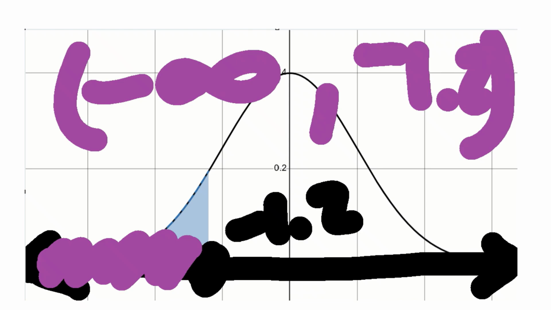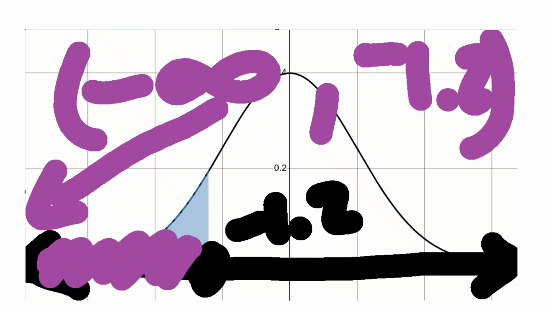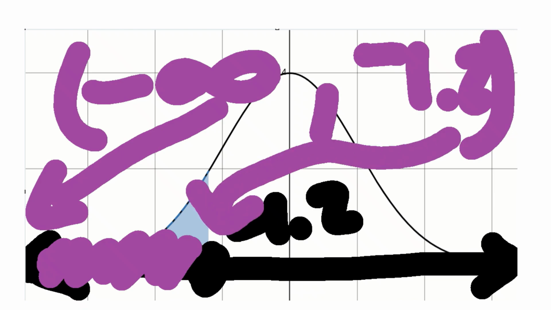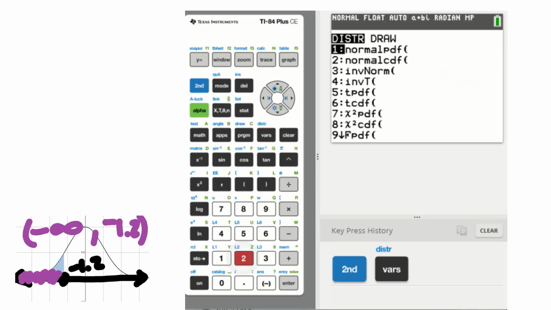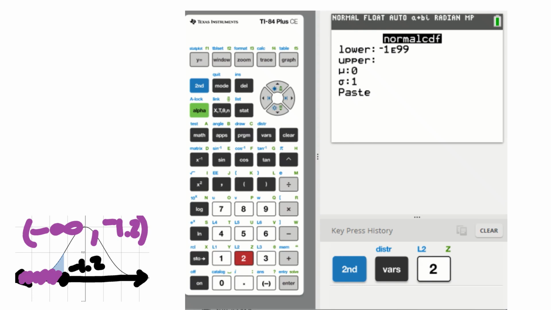There we go. How do we say that in a calculator? This is that way, and then this is that value right there. We'll go to the distribution menu, which is second and vars, number 2 for normal CDF. So right here, remember that we need a number. It's a calculator. It's a machine. It can't have the idea of negative infinity in there. It needs a number. So this just means negative 1 times 10 to the 99th power. So negative 1, 0, 0, 0, 0, 0. Really, really, really, really negative number.